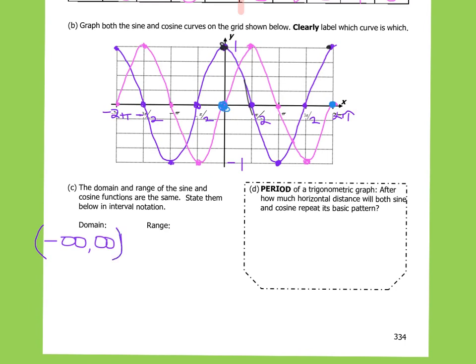And I would say the same exact thing for the sine function, right? There's nothing indicating it's going to stop, so it will go on in either direction.